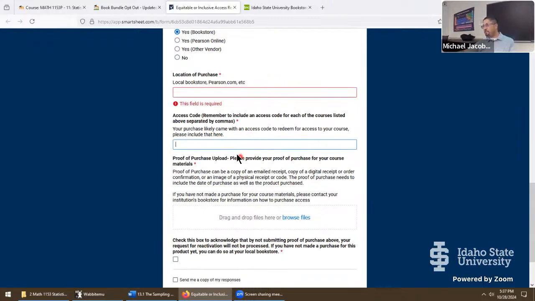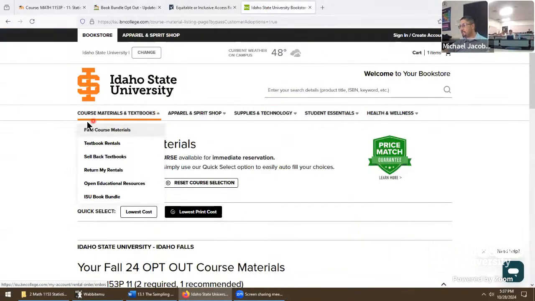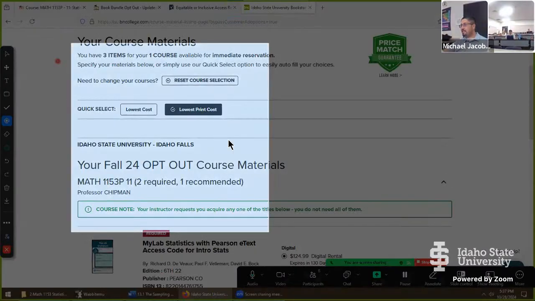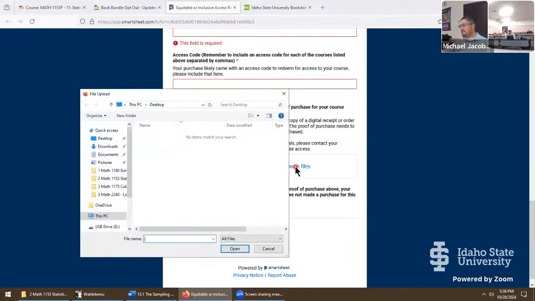Then this is the major one. The access code is what you're sent by your email. You provide them that. Click this box to acknowledge that by not submitting proof. Picture of your receipt in there. So wow. I downloaded the email. Let's pretend this is the receipt, with the access code. Yeah, you can screenshot it or you can save it as a picture. Gotcha. Then click on here.